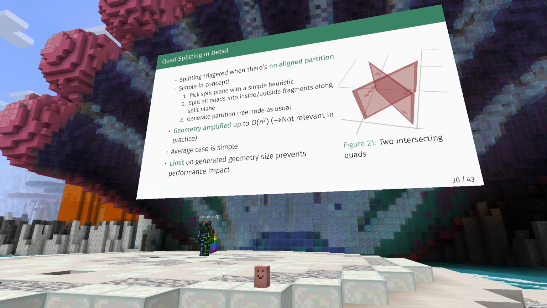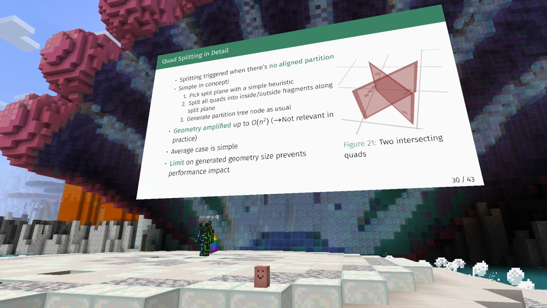The geometry could be amplified by doing that. It could be up to n squared, which is bad, especially if vertices are bad. But it doesn't happen. It basically never happens unless you really stress test it.